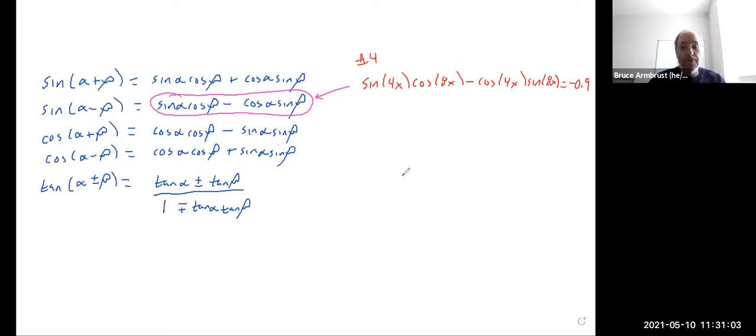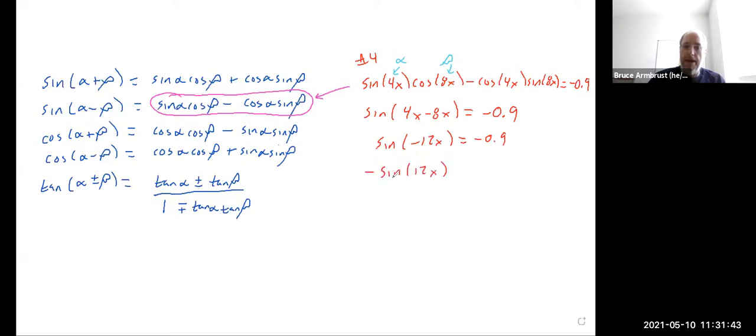All right, so here's what we can do. We can actually use that identity to change this into sine of 4x minus 8x equals negative 0.9. All right, so again, this was just using that identity. We just had alpha was the 4x and beta was the 8x. Okay, so this is sine of negative 12x. I'm going to use the odd property to pull the minus sign out of the sine.